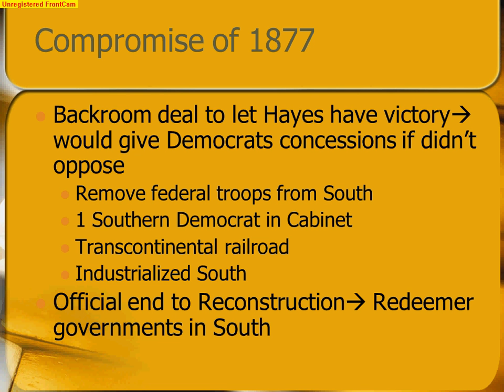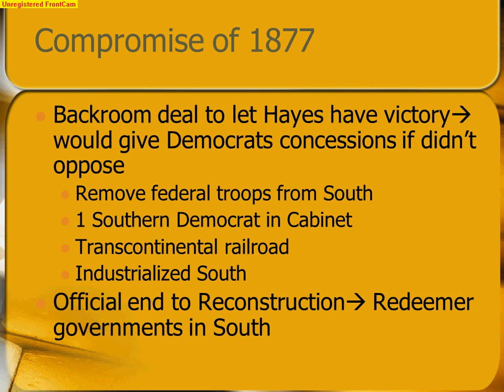Here's what was promised. To remove all federal troops remaining in the South. Essentially, the Republicans are ending military reconstruction in 1877. To allow one Southern Democrat in the cabinet. To help create a transcontinental railroad to be built through Texas. And to pass legislation to help industrialize the South. This was never done. This Compromise of 1877 marks the official end to Reconstruction.